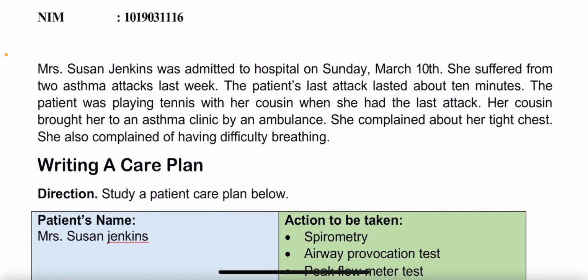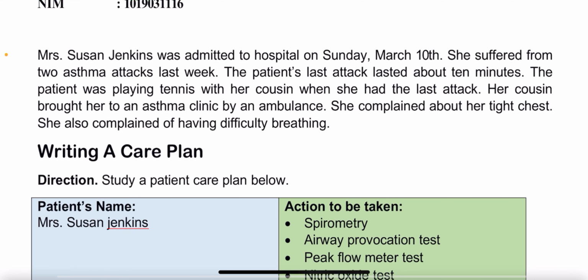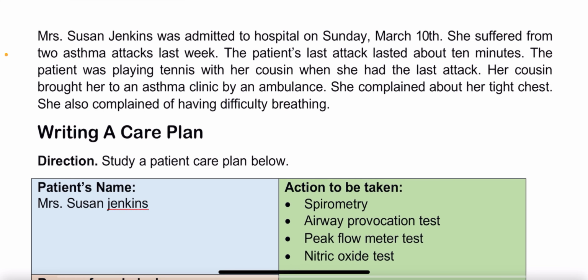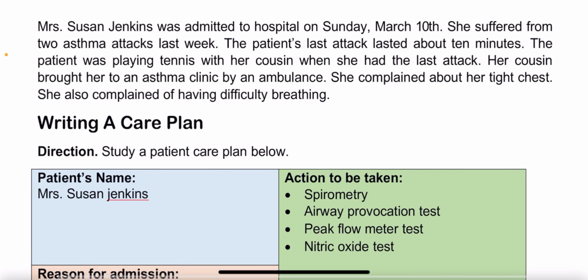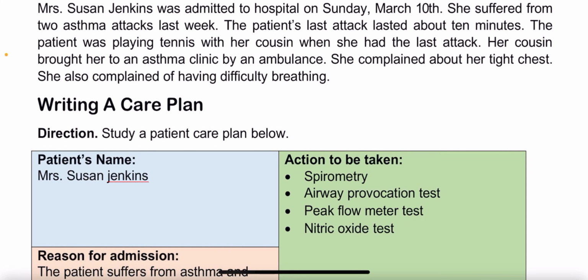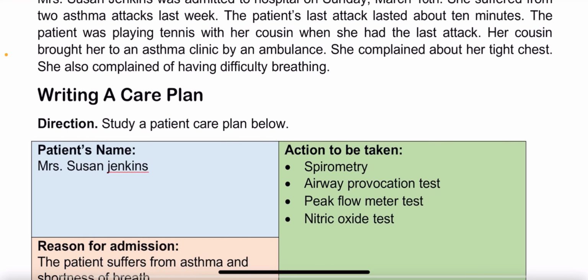Okay, case number one. Mrs. Susan Jenkins was admitted to hospital on Sunday. She suffered from two asthma attacks last week. The patient's last attack lasted about 10 minutes. The patient was playing tennis with her cousin when she had the last attack. Her cousin brought her to an asthma clinic by an ambulance.